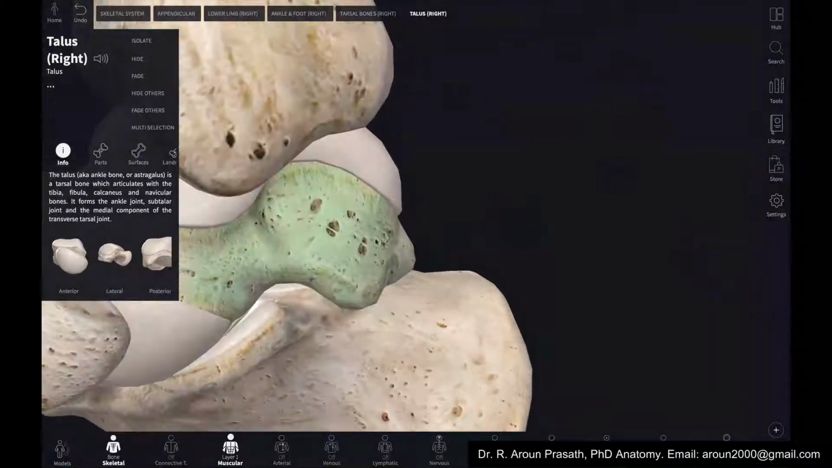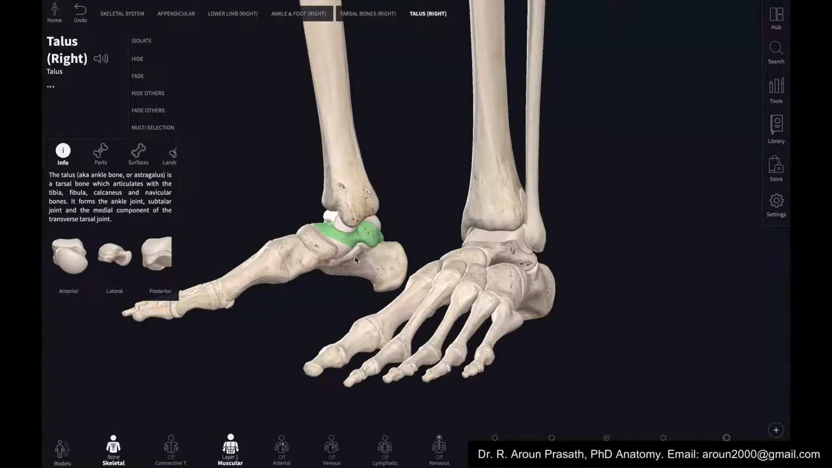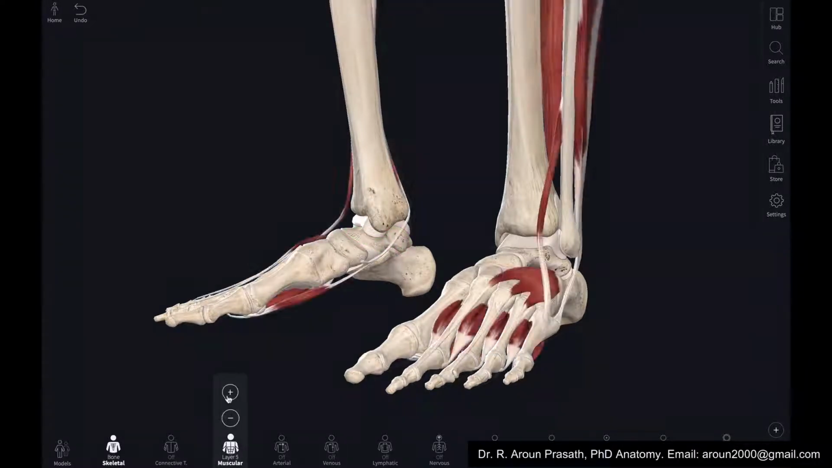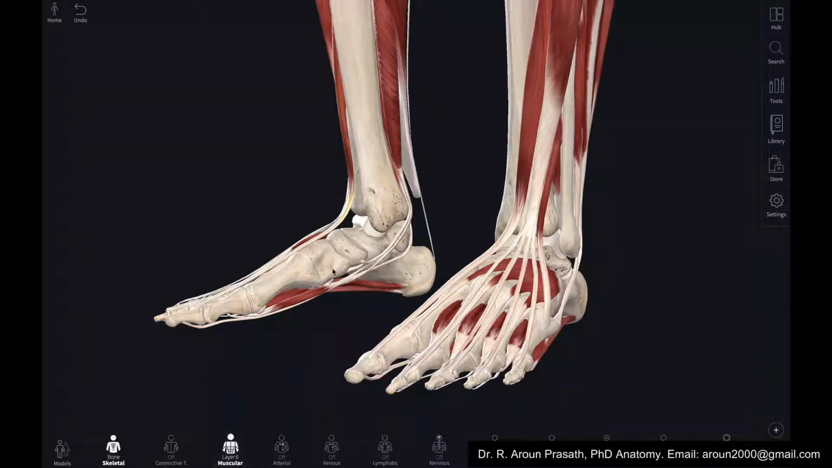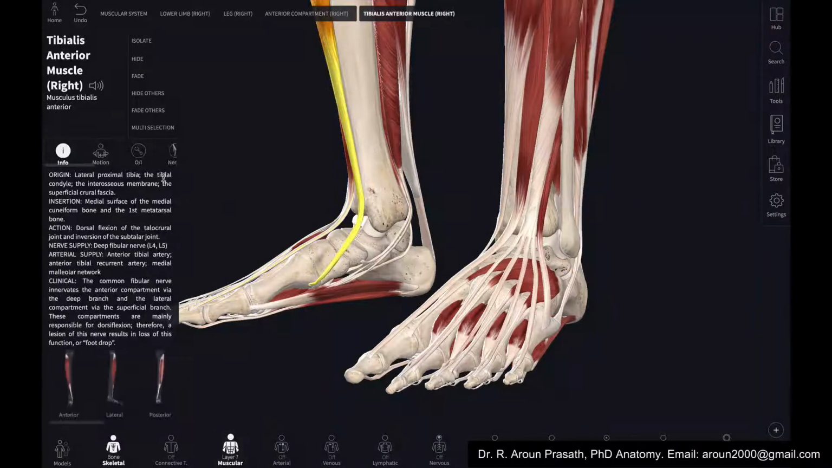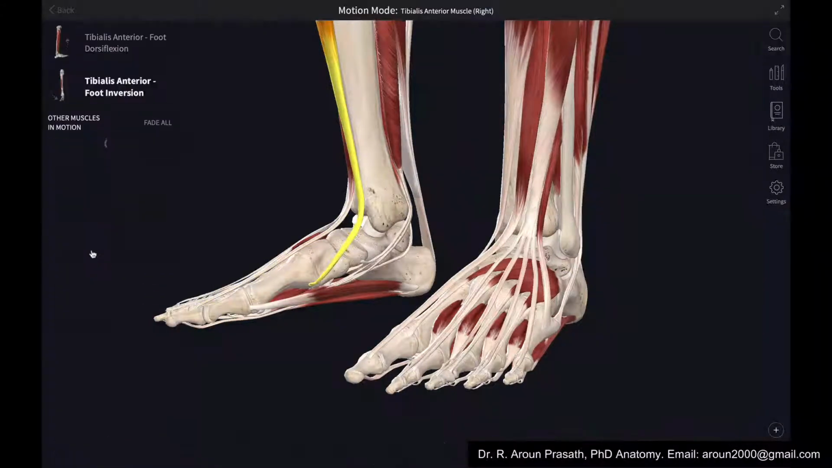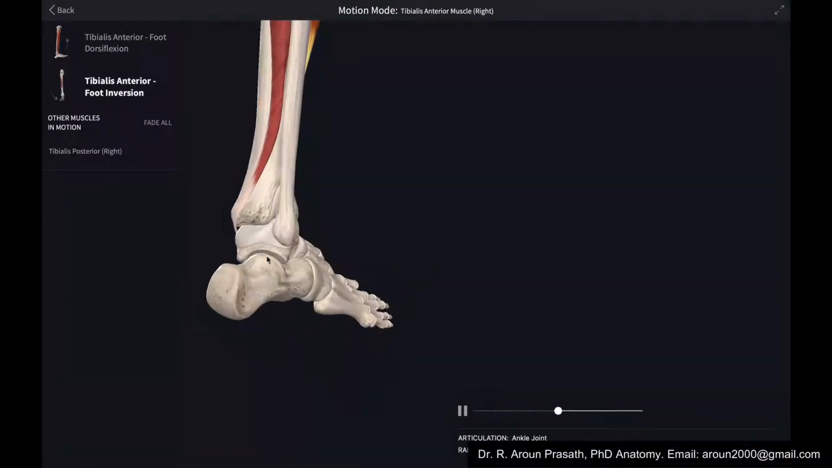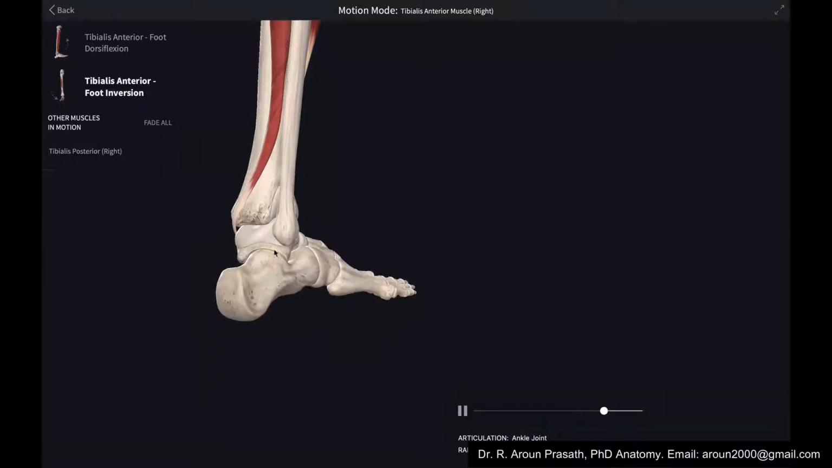If you look closely at inversion, inversion is around 50 degrees and eversion is around 25 degrees. The main muscle for inversion is the tibialis anterior, along with the extensor hallucis longus. This is the tibialis anterior, and this movement is called inversion, which takes place at the subtalar joint, between the calcaneum and the talus.